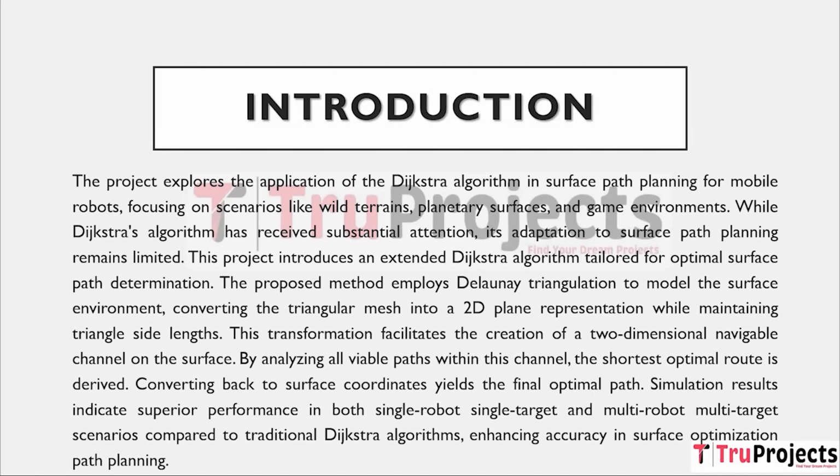The suggested method models the surface environment using Delaunay triangulation, which converts the triangular mesh into a 2D plane representation while keeping triangular side lengths constant. This change makes it easier to create a two-dimensional navigable surface channel. The shortest ideal route is determined by assessing all viable paths within this channel. The ultimate best path is obtained by converting back to surface coordinates.